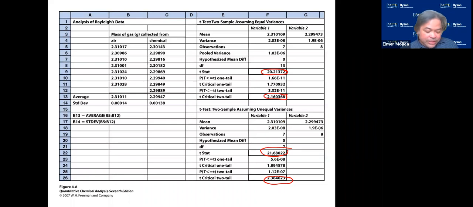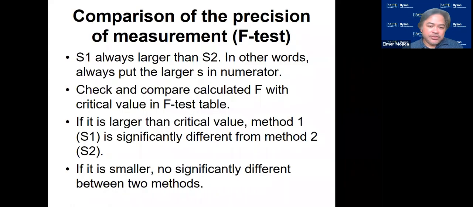Okay, now there's another way to compare the two sets of experiments, but this time you use the F-test. So the F-test is different from the T-test. Okay, in such a way it determines precision. You can do the T-test and F-test at the same time, but there is a condition when you do the F-test. You always have to assume that the first standard deviation is larger compared to the second standard deviation. In other words, you always put the larger standard deviation in the numerator.